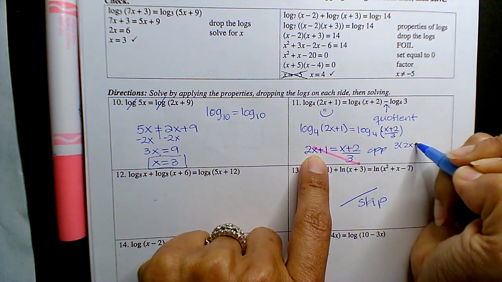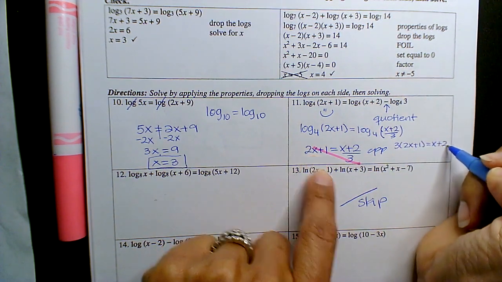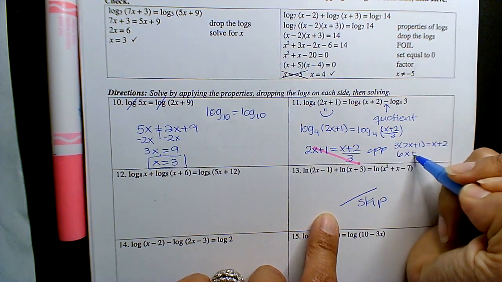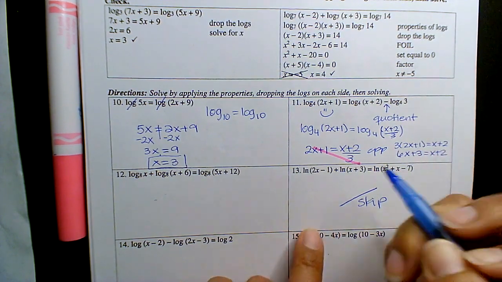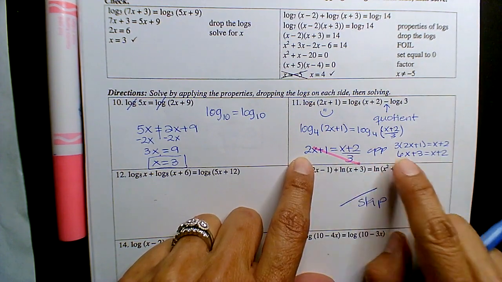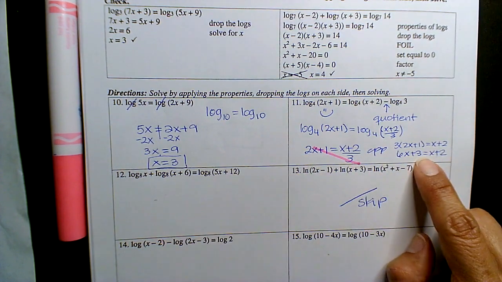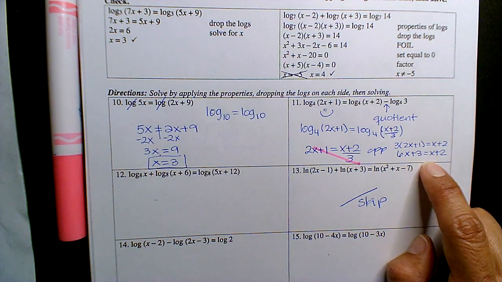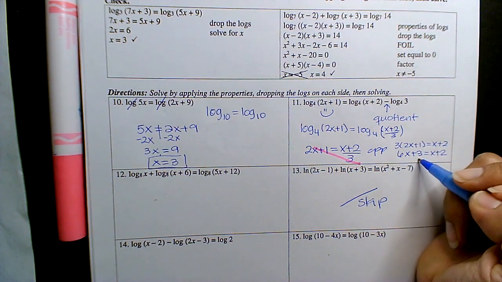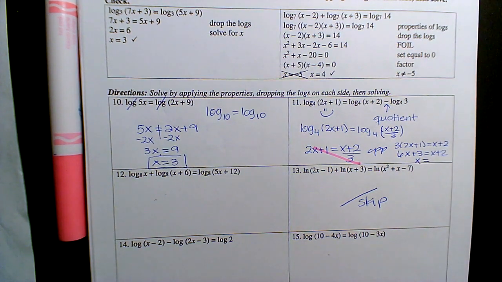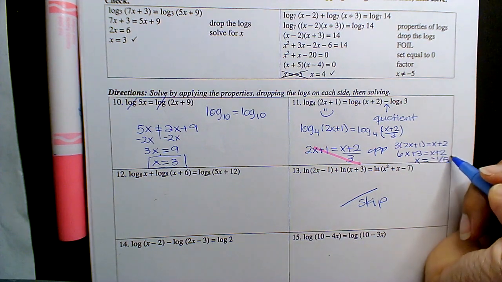So let me just write this step, but if you guys want to skip it and go straight to this next step, that's fine. If you want to go straight to here, because you already understand 3 times 2x is 6x, 3 times 1 is 3, you can go straight to that step. Okay, I'm running out of space, so you should get x is what? X is a decimal, right? Negative 1/5? Yeah, okay, negative 1/5.